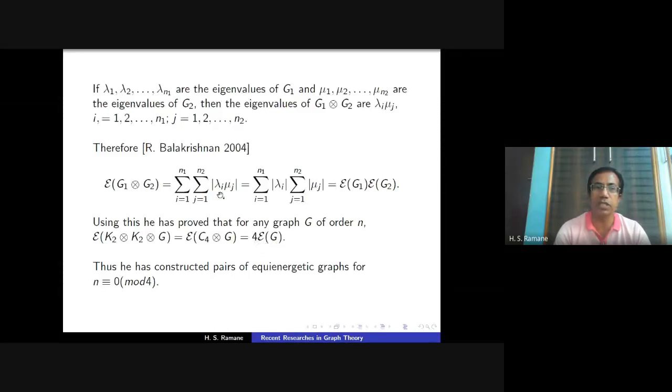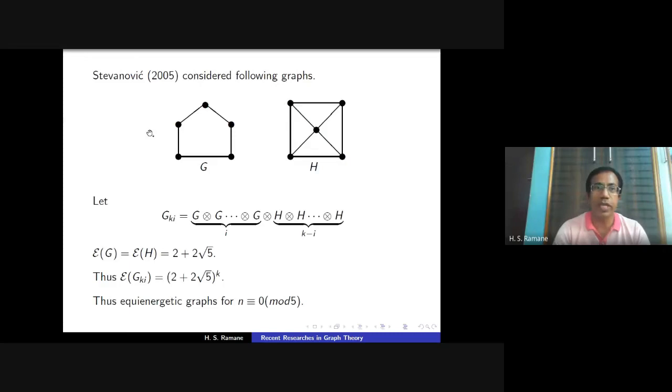Thus Bapat and Pati constructed pairs of equienergetic graphs for all n congruent to 0 mod 4. Similarly, Stevanović constructed, with a similar method, a pair of graphs for all n congruent to 0 mod 5, considering these two graphs.